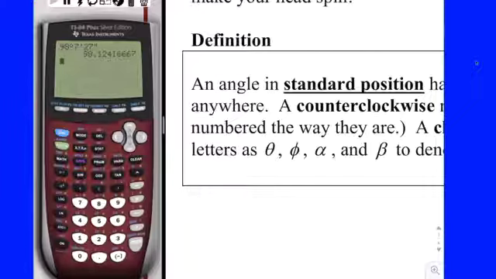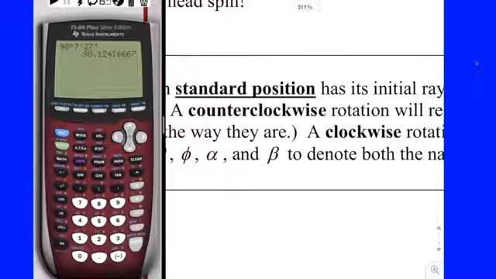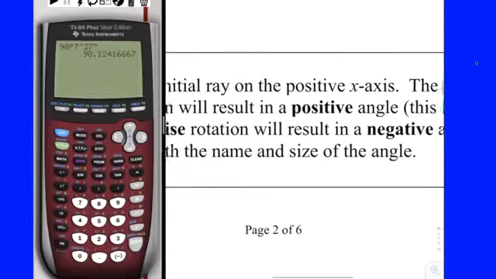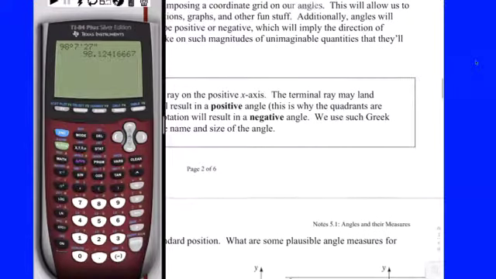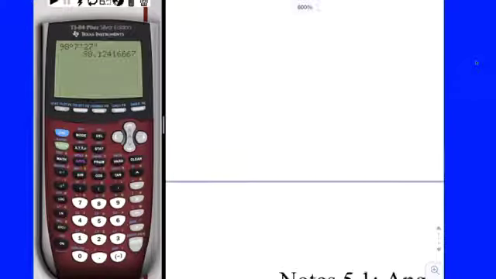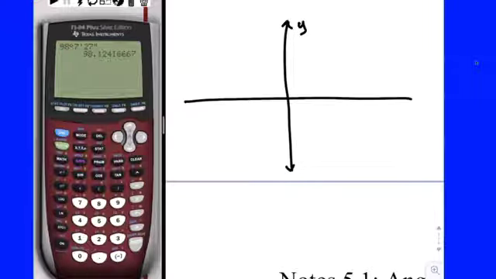Okay, so let's go ahead now and get off just the regular plane and start standardizing our angles on the coordinate plane, coordinate geometry. So here's the definition. We say that an angle that is in standard position has what we call the initial ray on the positive x-axis. The terminal ray, which is the other ray, terminal means end, like the bus terminal, may land anywhere. So let me show you what I mean. Let's draw ourselves an x and y-axis. There's the y-axis. There's our beloved x-axis.